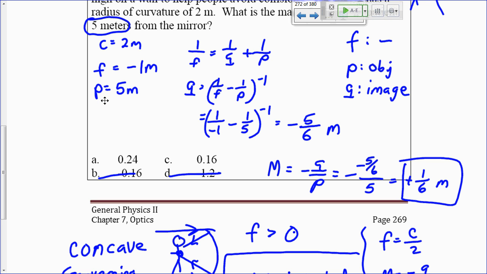Yeah, Mary? Wouldn't that be -1 minus 1 over 5? Right, so that's going to be -1 minus 1 over 5, which is -6 over 5, and then you have to invert it, so it's -5 over 6.